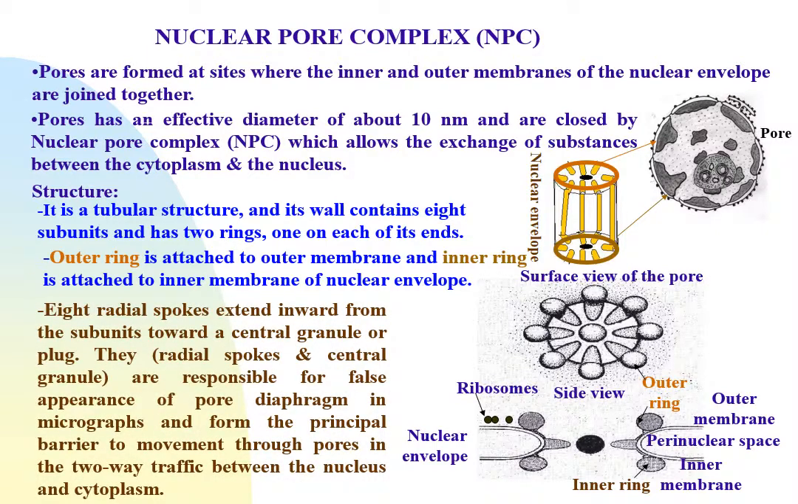The radial spokes and central granule are responsible for the false appearance of pore diaphragm in micrographs and form the principal barrier to movement through the pores in the two-way traffic between the nucleus and cytoplasm.